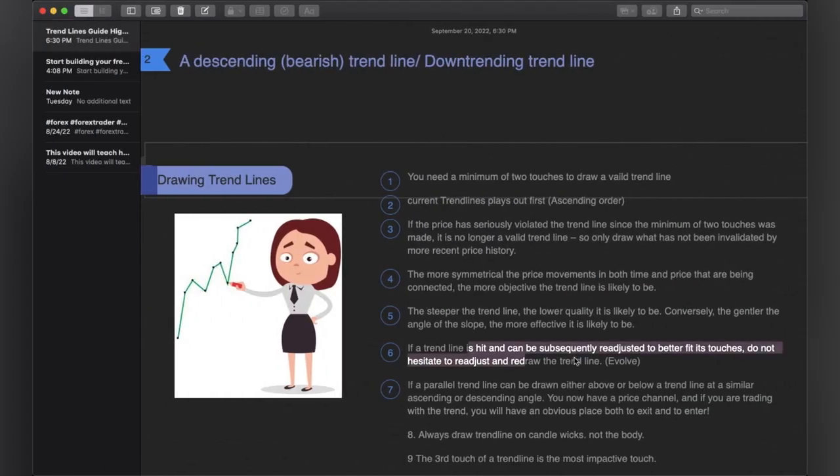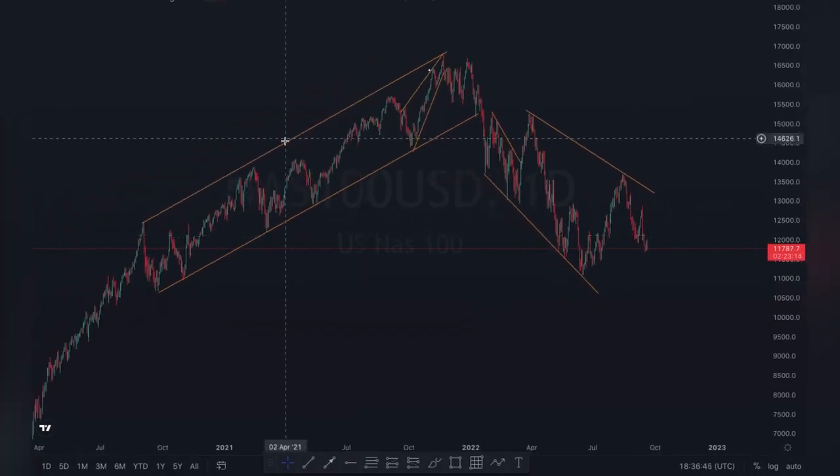So from there we are what? Number 7. If a parallel trend line can be drawn either above or below a trend line at a similar ascending or descending angle, you have a price channel. And if you are trading with the trend, you have an obvious place both to exit and to enter, right? They say if a parallel trend line can be drawn above or below a similar one. Now this is a trend line, right? This is below it, but they are similar. They are all going in the same direction, so it becomes a price channel. That's what it's trying to say.